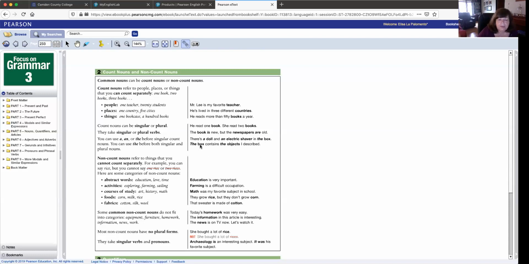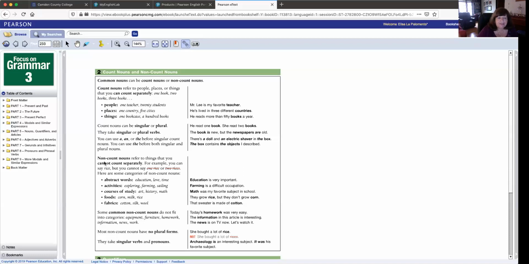And here, the box contains the objects described. The in front of a singular count noun. We're using the because it is a specific box. Contains the objects, plural. We can still use the, and we're using the here because these are specific objects. Which objects are they? They are the objects I described, okay?